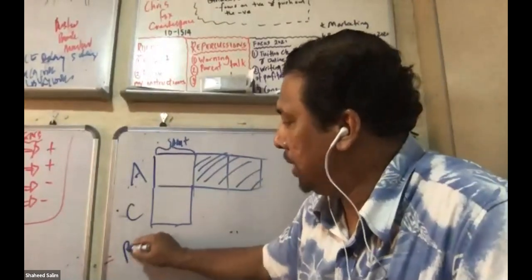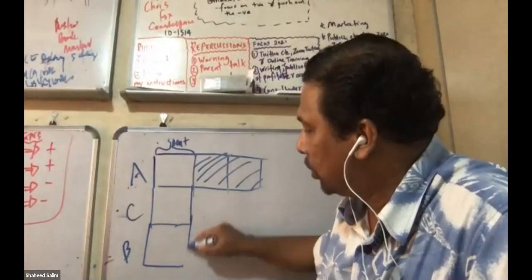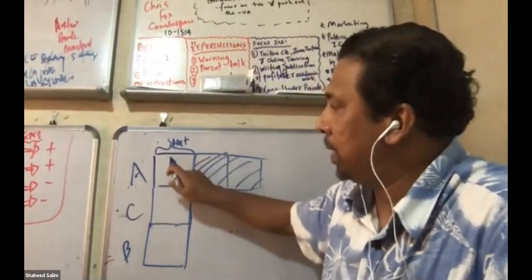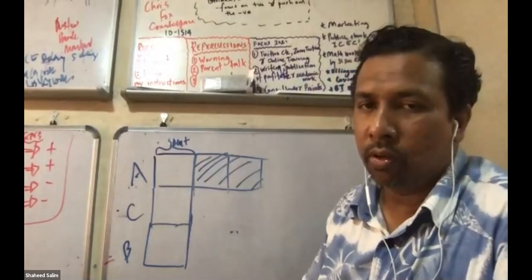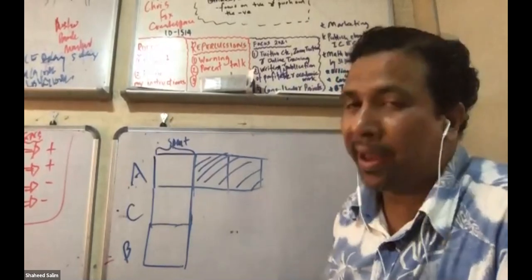Therefore, B, what is B? The other guy also spent the same amount of money. Why? Because the question says they each spend the same amount of money. All I need to do now is to find out the other part, the balance.